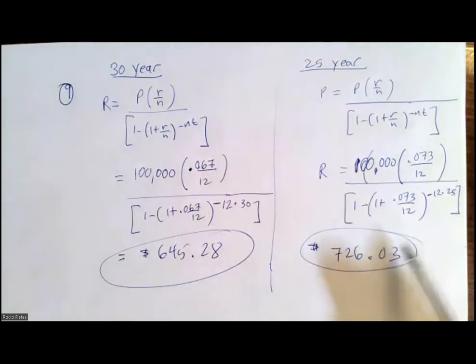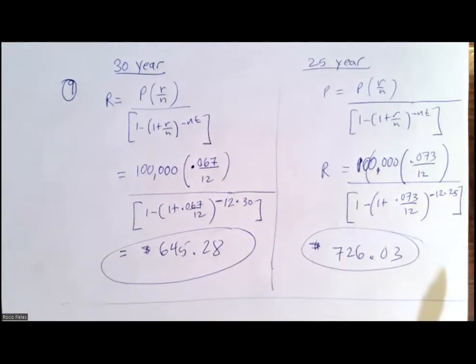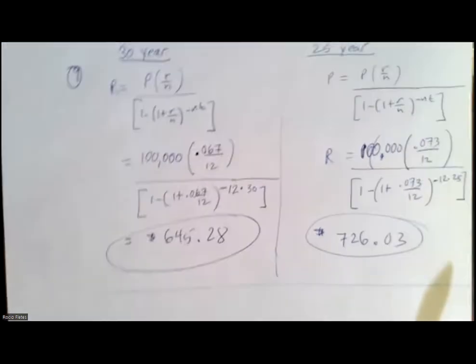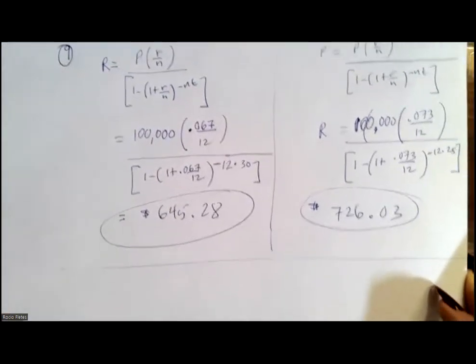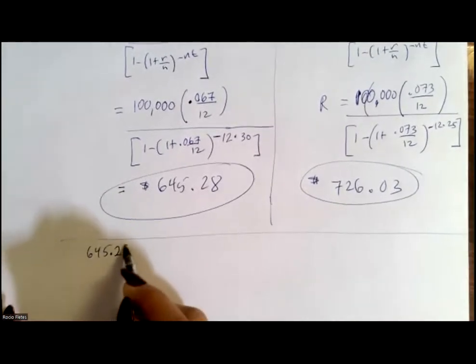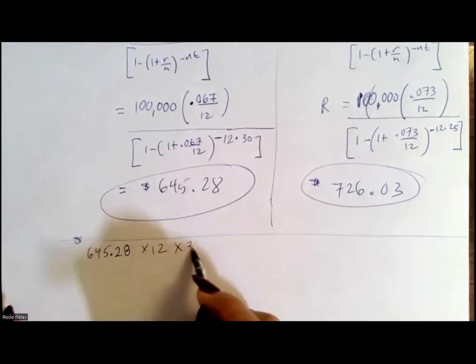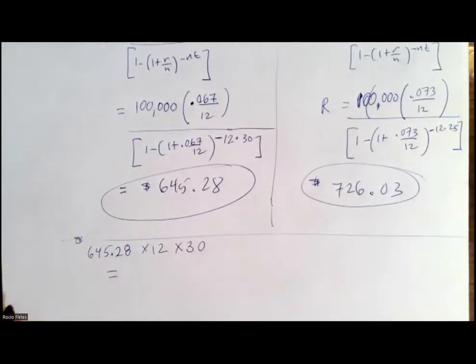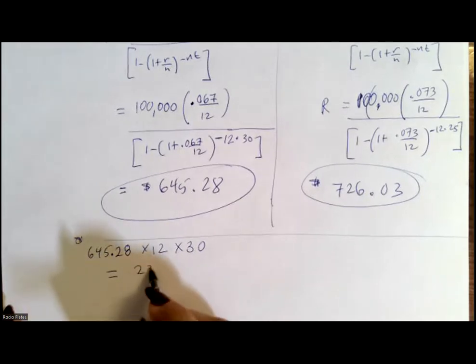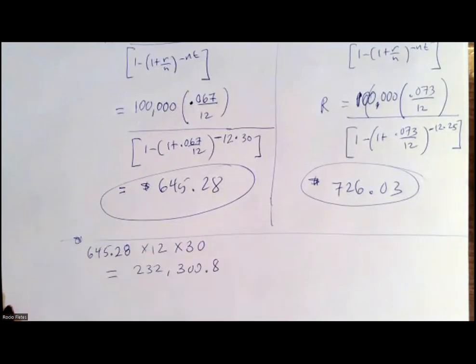For the second one, the 25 years, the monthly payment is 726.03. Now you can figure out the total interest paid by doing the following. I know this is going to be 645.28 per month, times 12 is 1 year, times 30 is 30 years. So this person is going to pay a total of 232,300.8. That's the total amount of money paid.